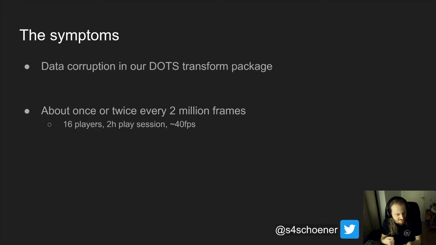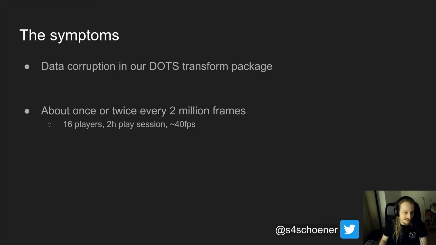Happens about once or twice every 2 million frames, if I did the math right. I already did the math wrong on this once, so it could be that this math is also wrong. But essentially, you have 16 players in your game over a 2-hour play session. They're running at maybe 40 FPS at the time of speaking. And that comes out to once in 2 million frames when you have one crash in there. So essentially, those 16 players would play, and in the background, they'd play Russian roulette as to who gets to crash first.